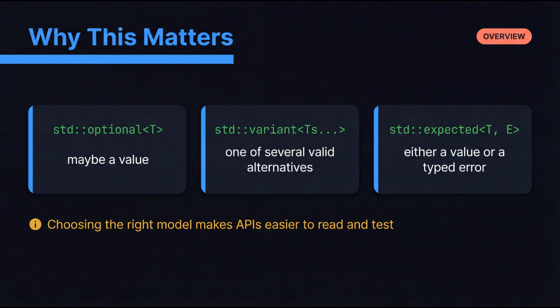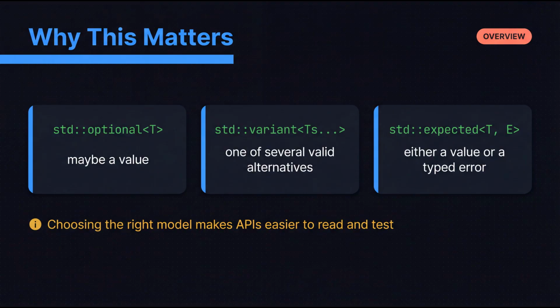Modern C++ gives you 3 tools for error handling beyond exceptions and return codes. First, std::optional<T> for maybe a value. Use it when absence is a normal outcome and there's no need to explain why. Second, std::variant<multiple types> for one of several valid alternatives.